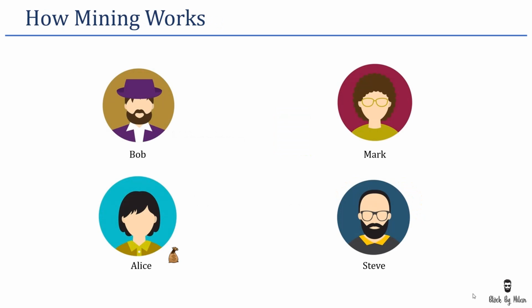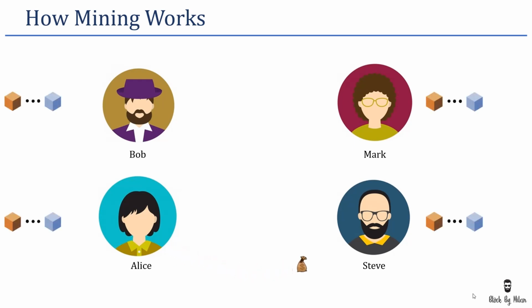Let's see how mining works. We can take 4 nodes like Bob, Alice, Steve and Mark in this network. To make it simple, I only took 4 nodes in this network. Each and every node will have the same state of the blockchain, and then in a scenario Alice needs to transfer some money to Steve.